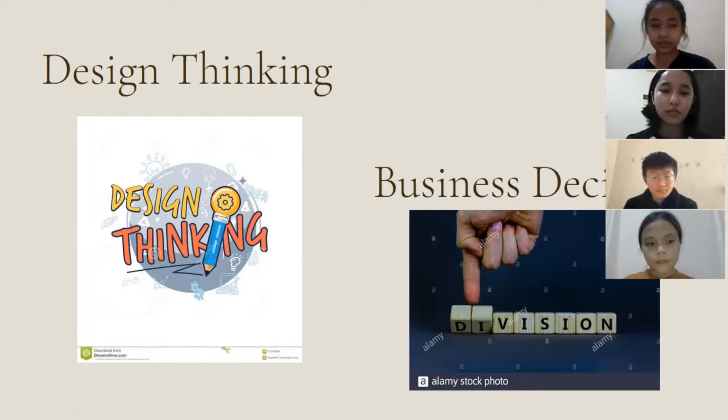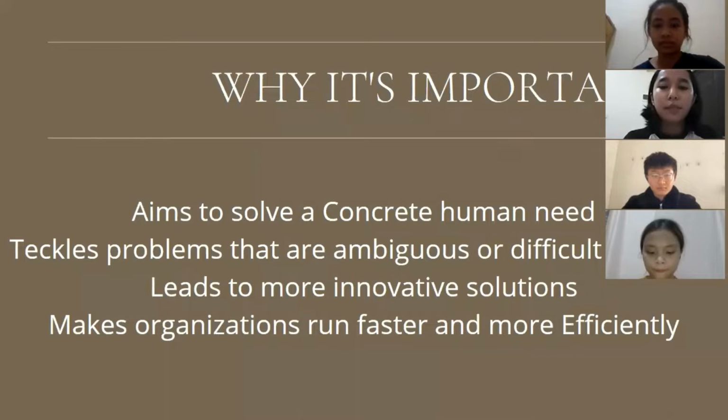Okay, here I will discuss the definition of design thinking and business decision, beginning with the definition of design thinking. Design thinking is a process or method of thinking to empathize with human-centered problems. And a business decision, sometimes called an operation decision, is any choice made by a business professional that determines short-term or long-term company activities.